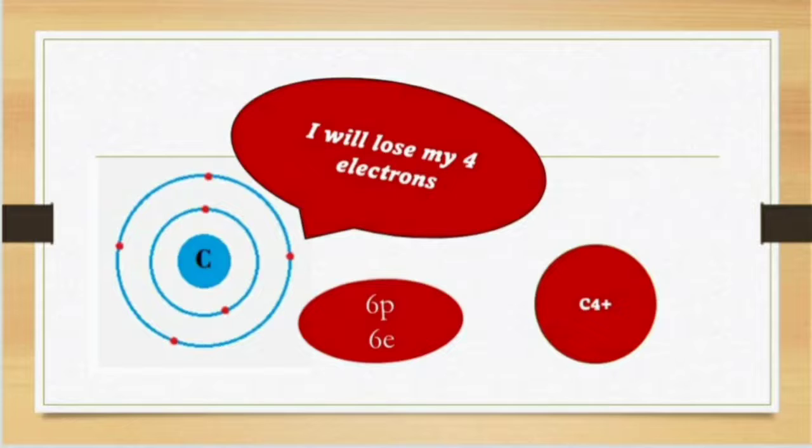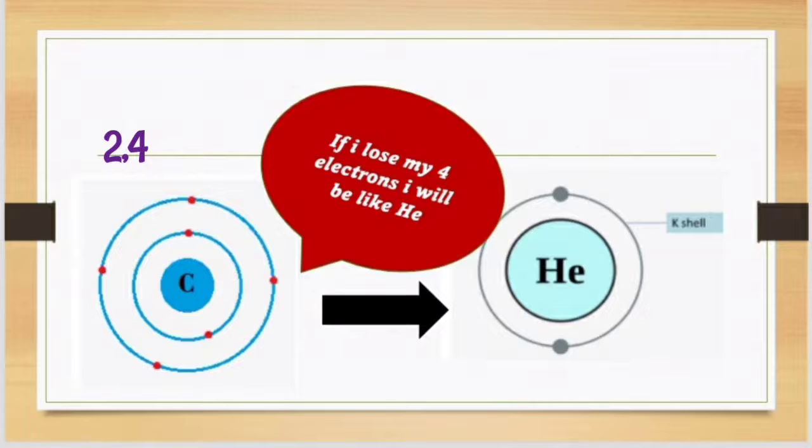Another option for carbon to become stable is it can lose those 4 electrons that are in the valence shell. If it happens so, then the K shell will have only 2 electrons. So if carbon loses those 4 electrons in the outermost shell, it will look like helium. So if carbon needs to make an ionic bond, it has to lose 4 electrons or it has to gain 4 electrons. That is, it can become C4 plus ion or C4 minus ion.